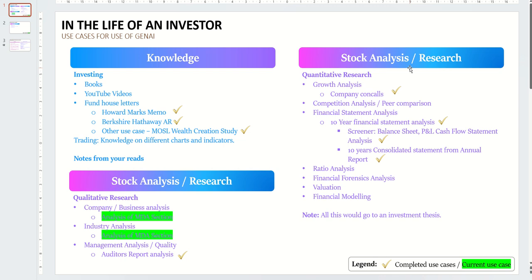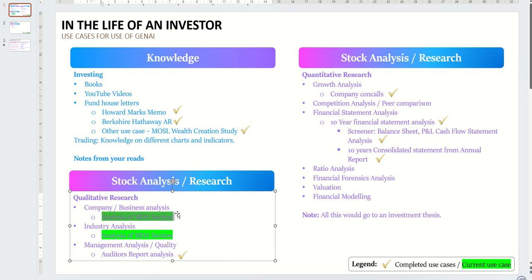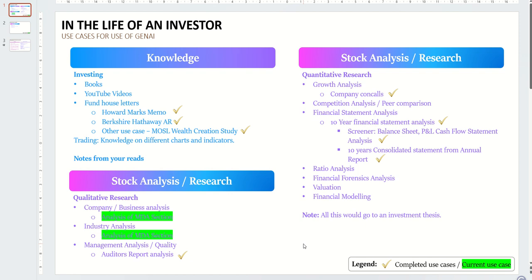On the screen, whatever you see is the topics which we have completed so far. The tick mark includes the topics which have been discussed in the previous videos. If you have not checked it, please do have a look at my previous videos for understanding prompting about these topics. And the green color ones are the ones which I'm going to discuss in this section. In this section, I'll be talking about management discussion and analysis.